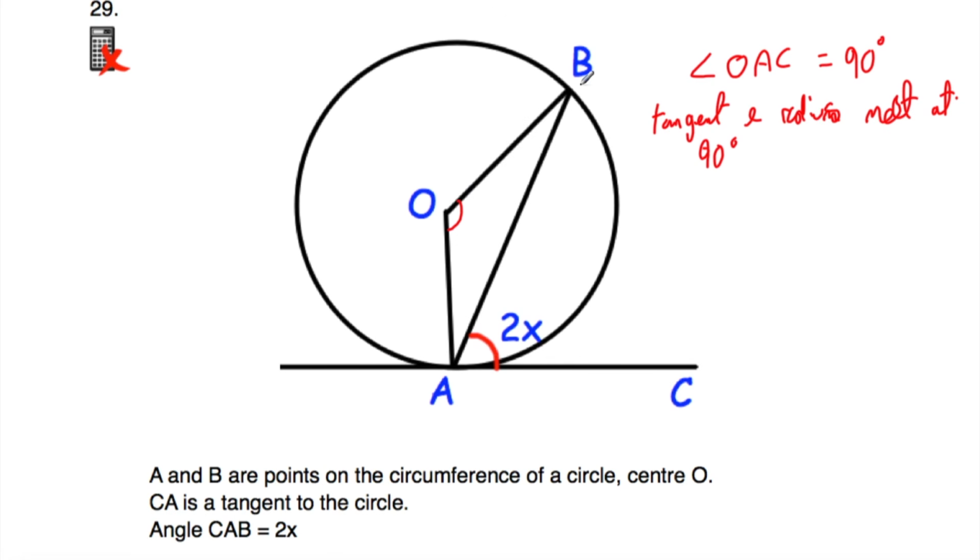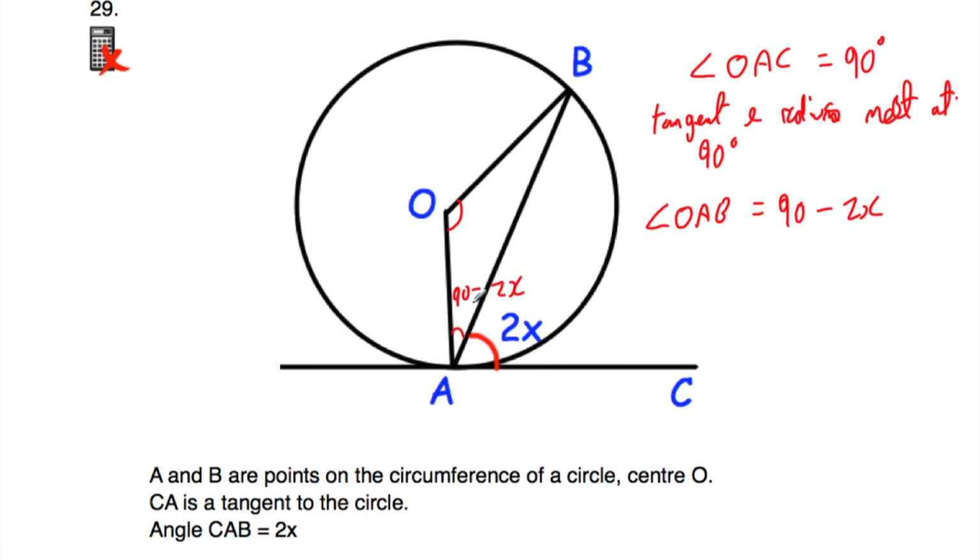Now we know the angle BAC, this angle, is 2x. So if we wanted to find the size of this little angle in here, I could take 2x away from 90 degrees to find the size of this one. So this would be 90 minus 2x. So let's write that down. The angle OAB is equal to 90 minus 2x.